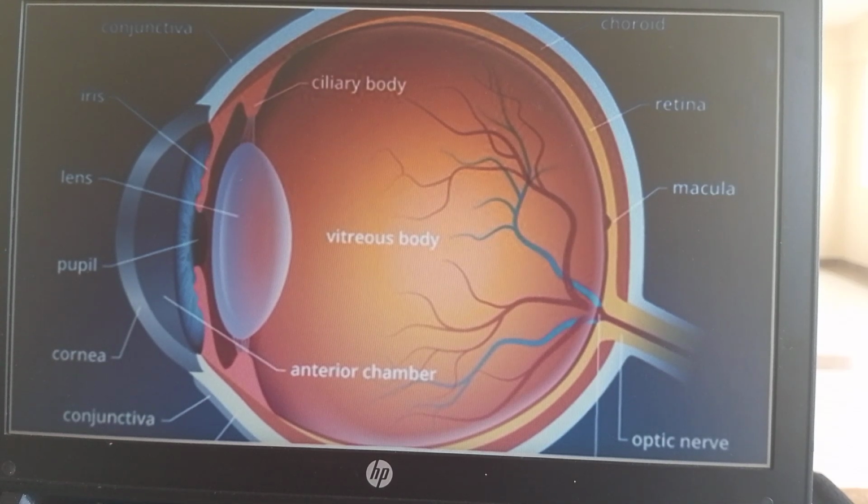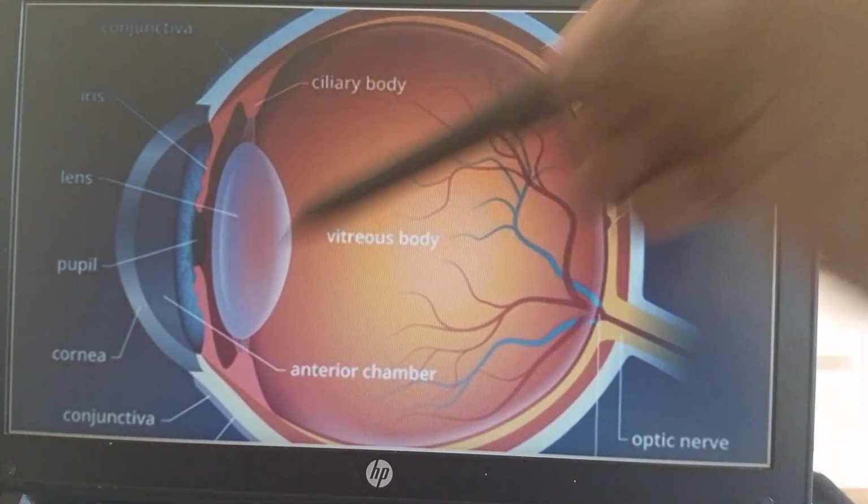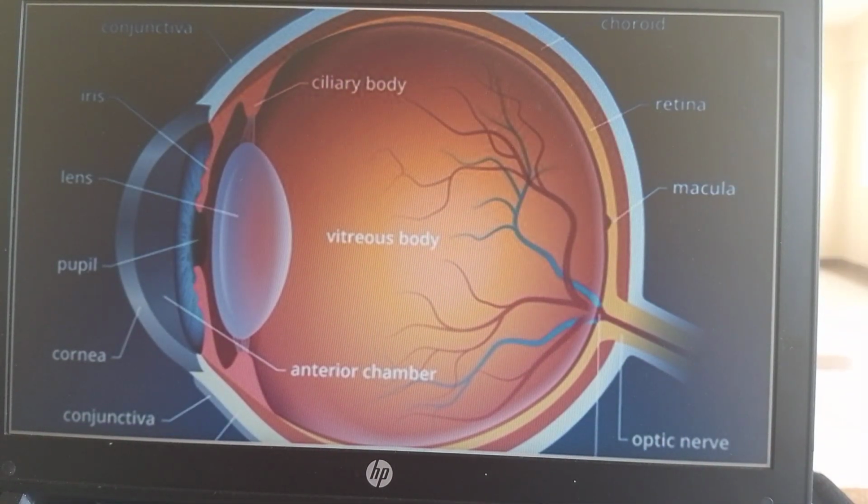That marks the end of Anatomy of the Eye Part 2, where we have looked at various structures of the eye and their functions.